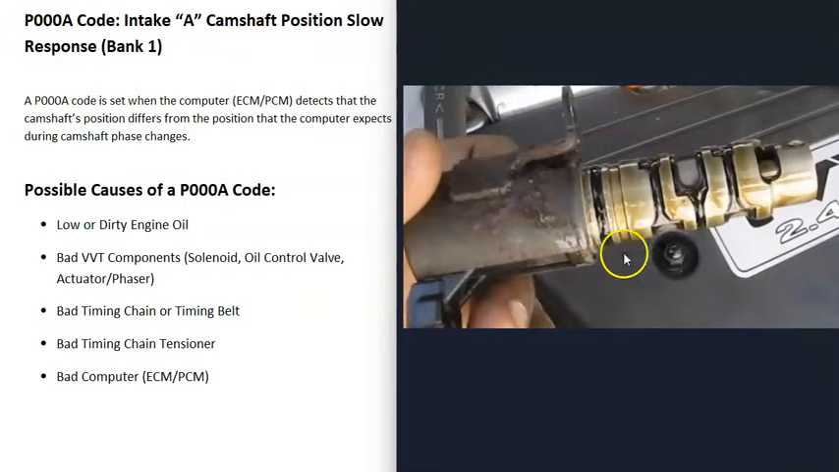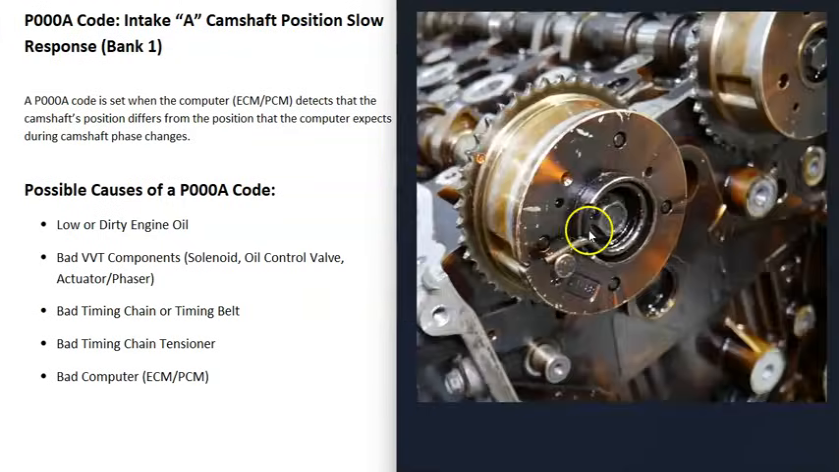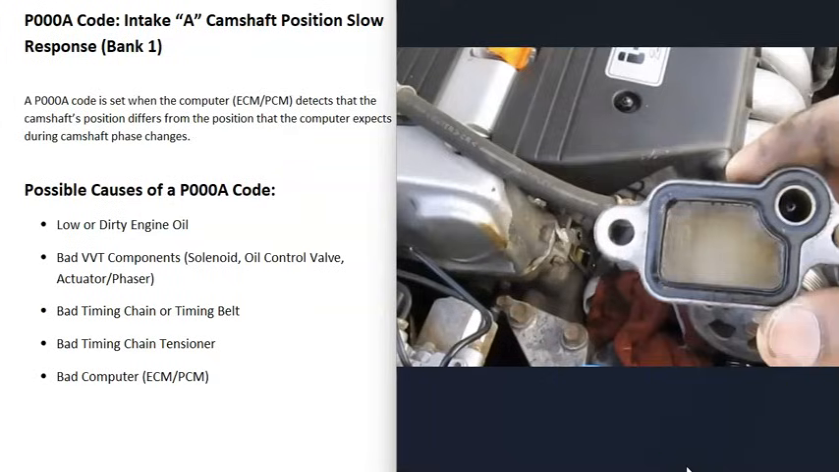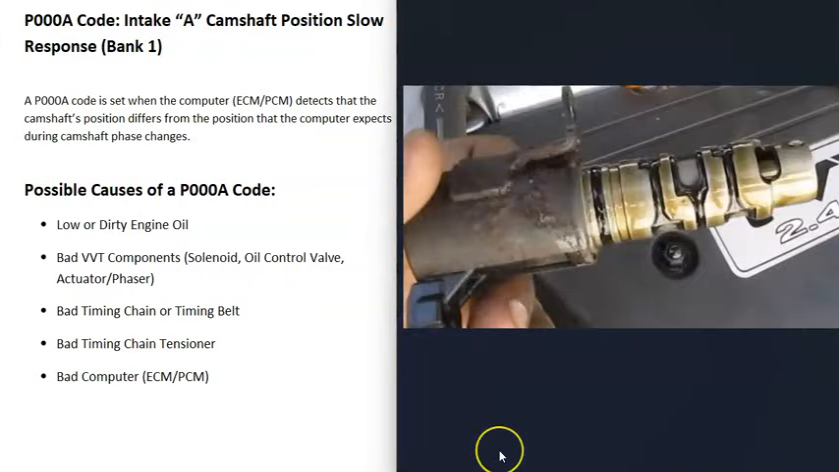And this is going to include like the solenoid, the oil control valve, the actuator, which is sometimes called a phaser, but basically all the components involved with the variable valve timing. And oil flows through all these variable valve timing components, and this is why low or dirty engine oil can cause issues. There can also be small screens and different things like this that can block the flow of oil. And if these small screens get blocked up from like old oil or just age or something along those lines, then that's also going to cause issues. But the next thing that could cause this is bad variable valve timing components.